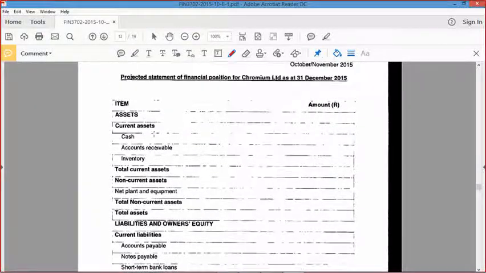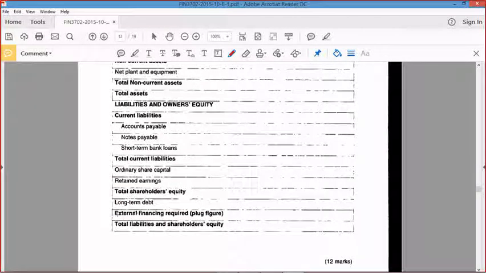Okay, so obviously in reality, these statements may look a little bit different to the statements that you've got here. Okay, normally when drawing up an accounting financial statement, statement of financial position, you normally see equity over here.